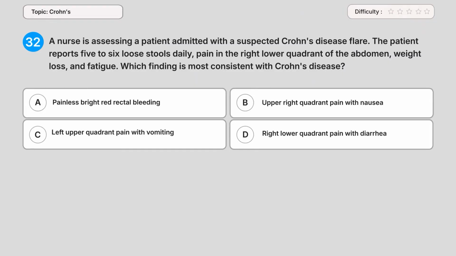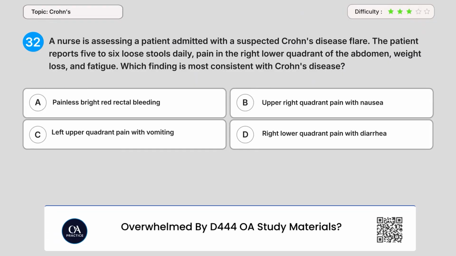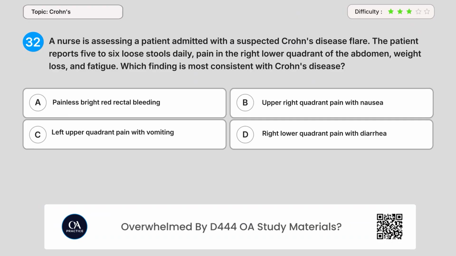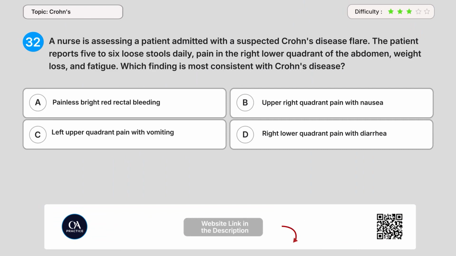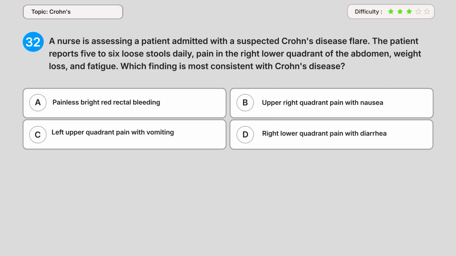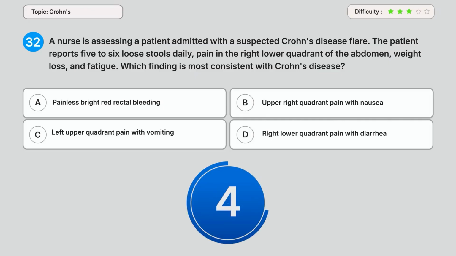Question 32. A nurse is assessing a patient admitted with a suspected Crohn's disease flare. The patient reports 5 to 6 loose stools daily, pain in the right lower quadrant of the abdomen, weight loss, and fatigue. Which finding is most consistent with Crohn's disease? A. Painless bright red rectal bleeding. B. Upper right quadrant pain with nausea. C. Left upper quadrant pain with vomiting. D. Right lower quadrant pain with diarrhea. Can you guess the answer?